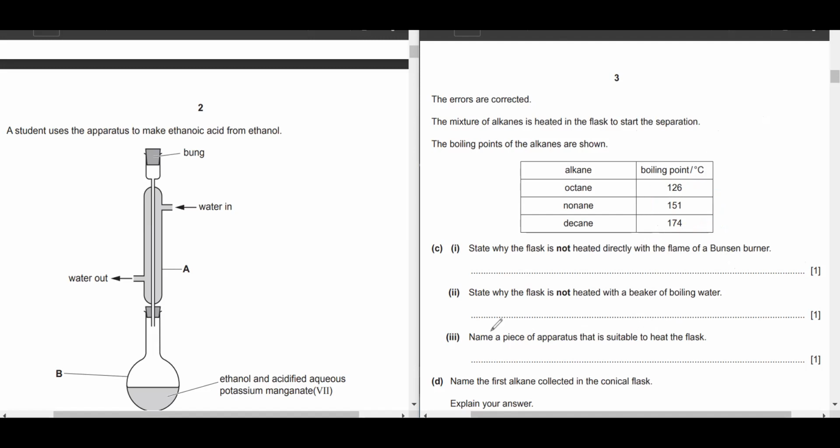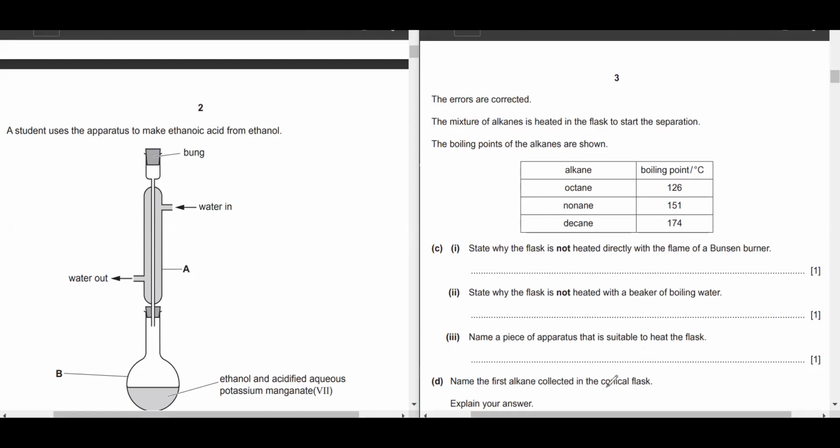Coming to the next part of the question, name a piece of apparatus that is suitable to heat the flask. In this scenario, we cannot use direct heat. We can use the electric heater in order to have uniform heating there.